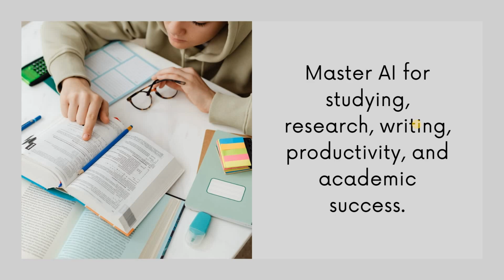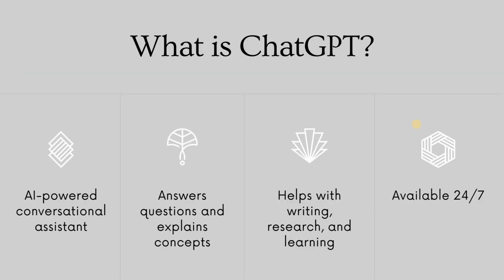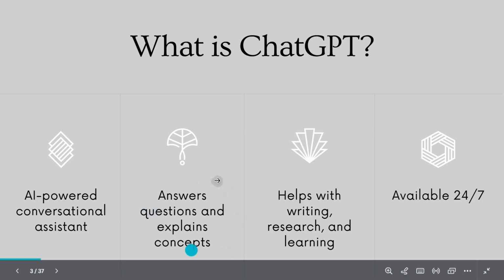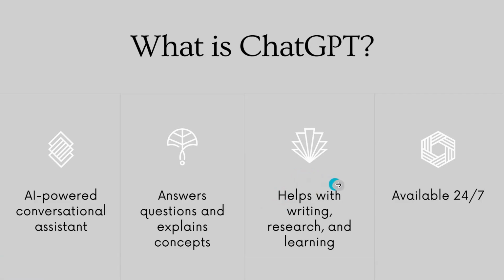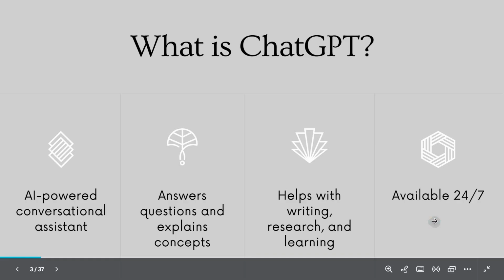And what actually is ChatGPT? ChatGPT is basically an AI-powered assistant that can understand and generate human-like text. You can ask it questions, requests, explanations, and it helps you to summarize that information, brainstorm ideas, practice your skills, and much more. And it's also available 24/7. Think of it as a tutor that's available 24 hours a day.